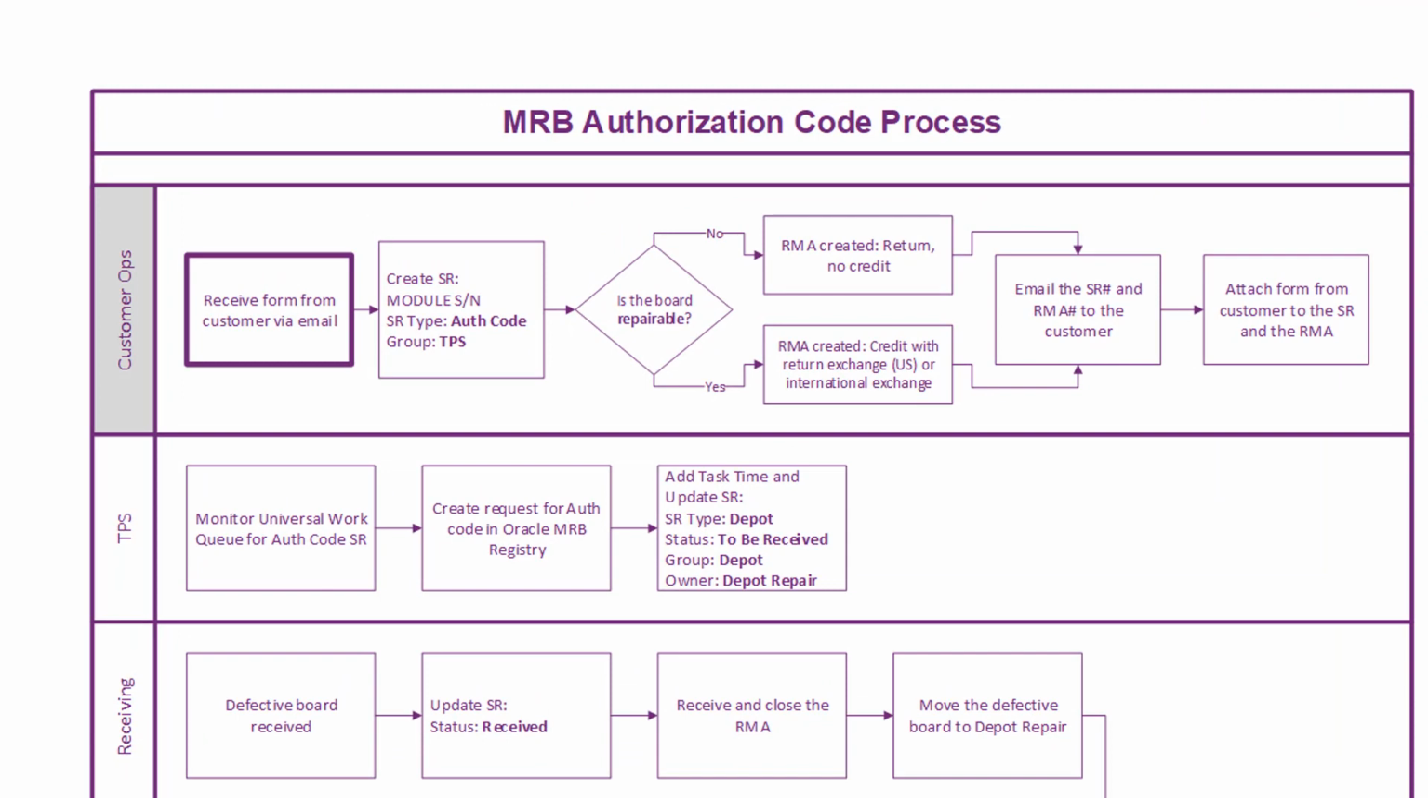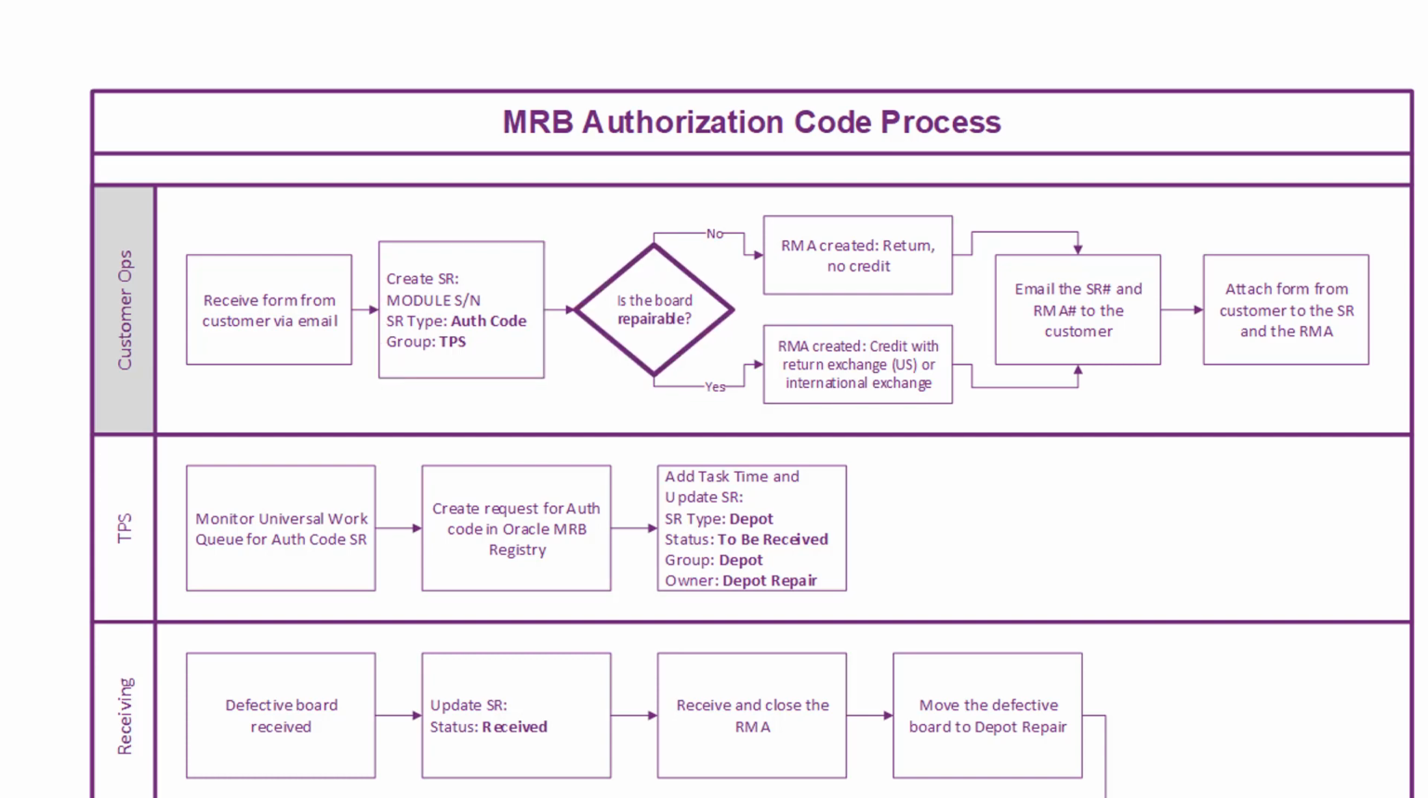The process starts with an email sent by the customer to Entrust's customer operations mailbox. This email must have the authorization code request worksheet attached. Next, a service request is created using the module serial number. The SR type is auth code and the SR group set to technical phone support.